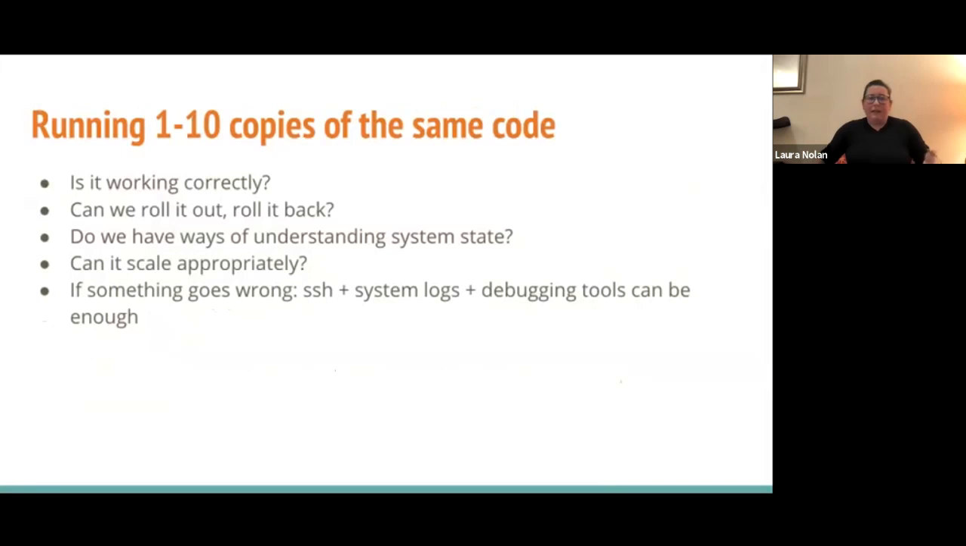So when you're running a fairly small number of copies of the same code, you have those same concerns we saw in the previous slide. You need to know, is it working correctly? Can I roll it out? Can I roll it back? Can I understand what it's doing? Can I scale it? Although if you're running up to 10 copies, you probably don't need to scale it much. If something goes wrong, it's small enough that you can probably SSH in and figure it out there. So it's more or less proportional to the binary, right?